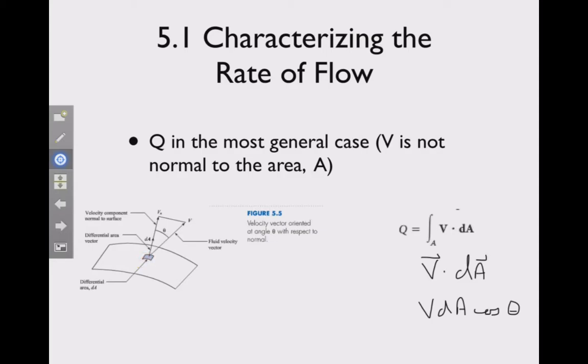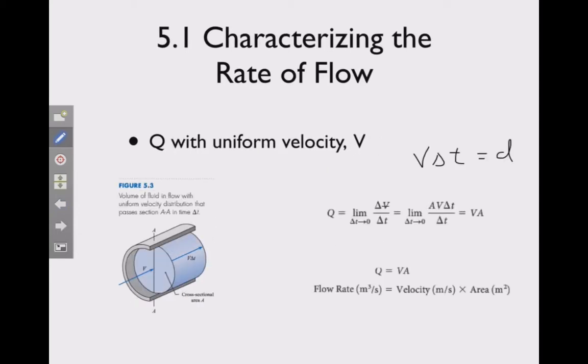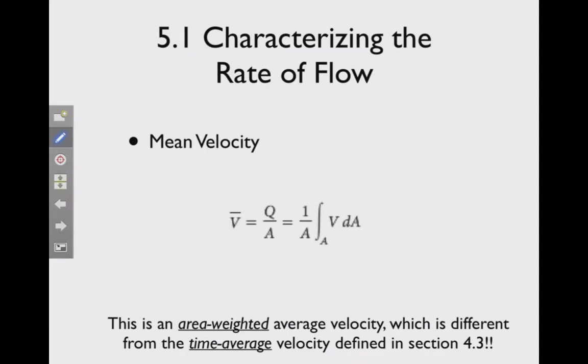Here's a better way to write it, v cosine theta. So it's the cosine component, if you will, of the velocity through that differential area. So in the most general case, we're going to have this equation here. To be quite honest, a lot of the problems that we solve are going to be able to use the simplification. If we have uniform flow, things are a lot easier.